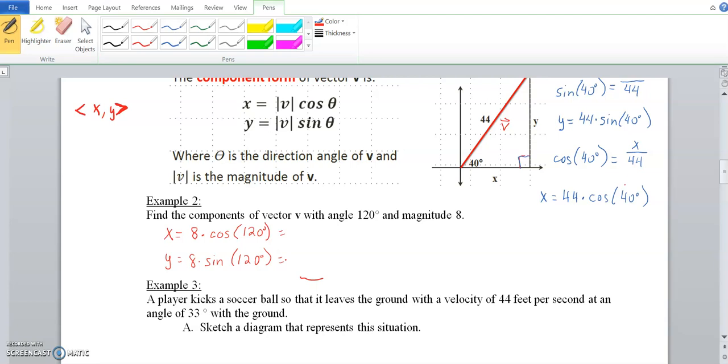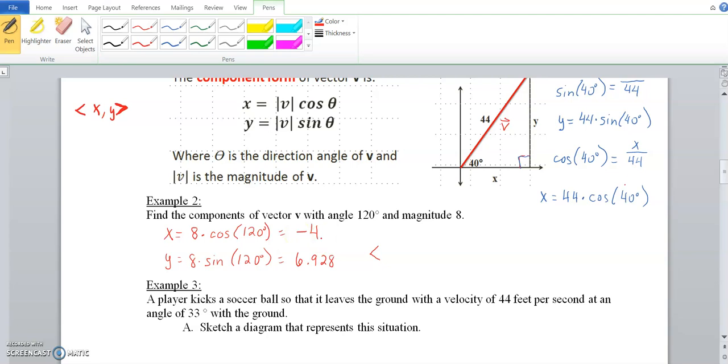And we run our numbers. 120 is one of the angles from the unit circle. Cosine puts us in the second quadrant, so it's -1/2, times 8 is -4. Sine of 120 is also a reference angle to some degree, but not as convenient because it's the square root of 3 over 2. If I run that through a calculator, we get 6.928. Again, that's second quadrant, so sine's positive. The components are x is -4, y is 6.928.